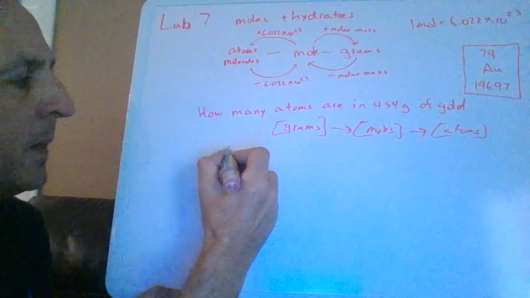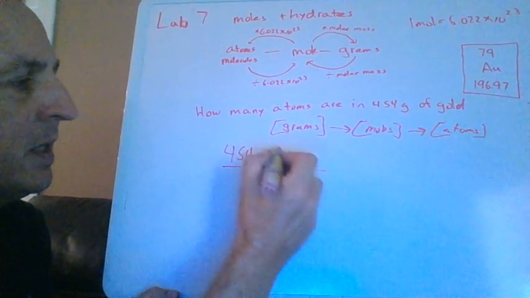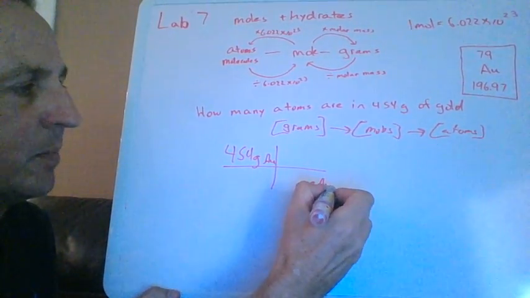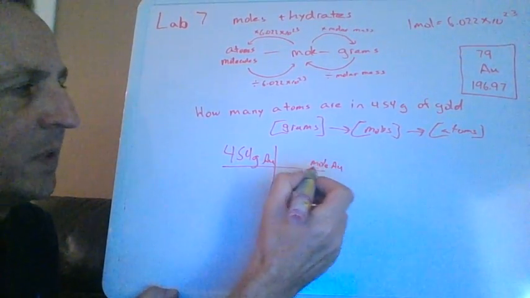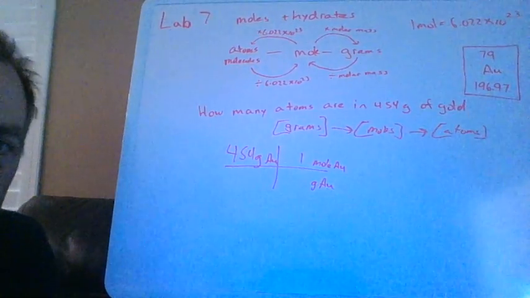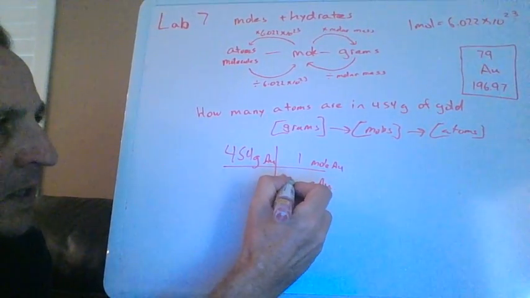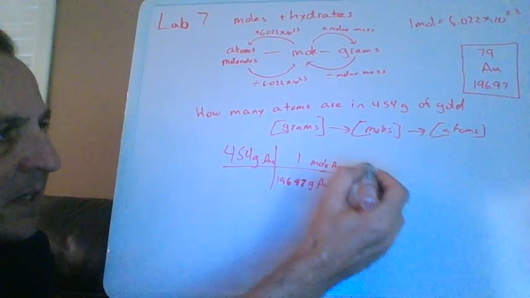We're starting with 454 grams of gold. We need to get rid of grams, so we need grams of gold on the bottom, and we need moles of gold on top, right? So we need to know how much 1 mole of gold weighs, and that's its molar mass. So we have 196.97 grams on the bottom, and that's our conversion.